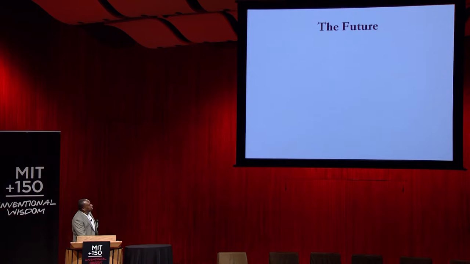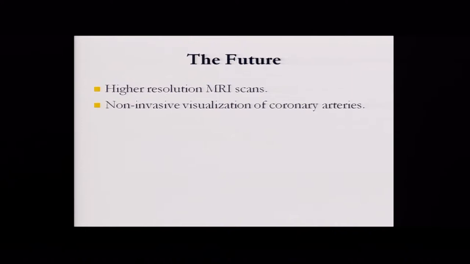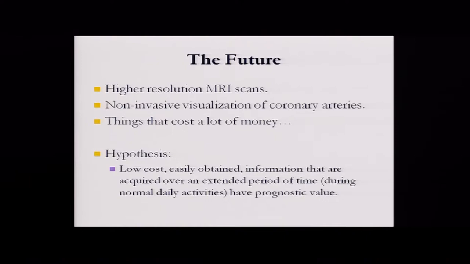Some would say, well, we need higher resolution MRI scans. Some would say we need non-invasive visualization of the coronary arteries, which can occur via very good MRI scans or CT scans or other things that actually cost a whole lot of money. Now, it's interesting that what I'm standing on is a little higher than the floor, because I will view this as my soapbox and use this as an opportunity to express some of my own biases and my own reflections on where computation can play in the future of cardiovascular care.